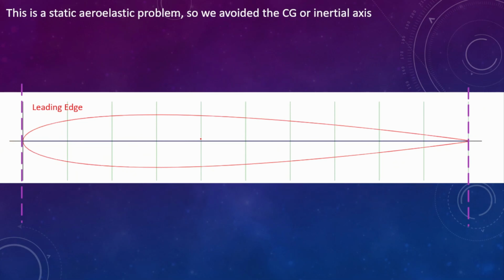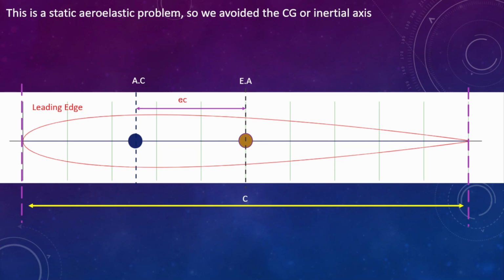So this is the cross section of the aerofoil, and we are assuming two axes. Why? Because it's a static problem, so we will only consider the elastic axis and the aerodynamic center, or in this case the flexural center, and the distance between these two is called e. Here we can see the chord, the yellow line, the chord length, and in our case it's given as 3 meters, right? 3 meters is given.